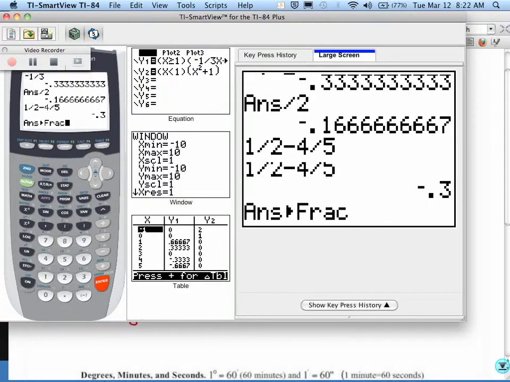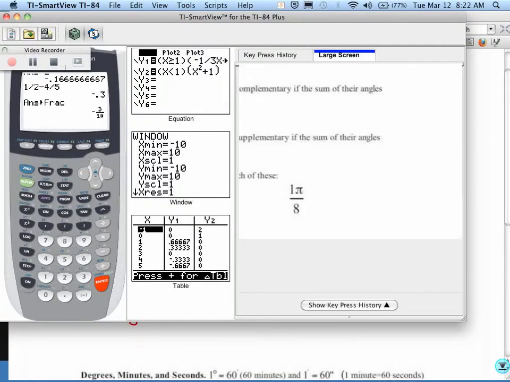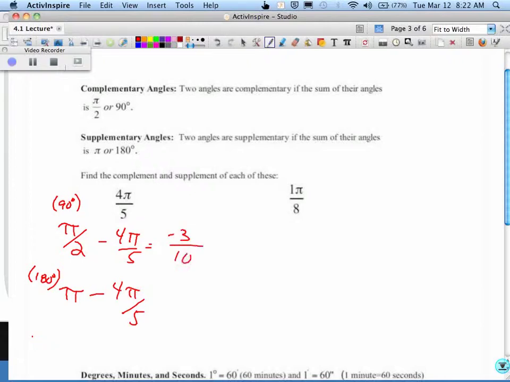That's complementary. If you do stuff out of the book, it will say there is no complementary to that, because your given angle is already more than 90 degrees. If something is more than 90, if you want to write down the negative, I don't care. If you want to say there is none, go ahead and write that. You do what you want to do. But mathematically, I can find it. It's negative 3 over 10.